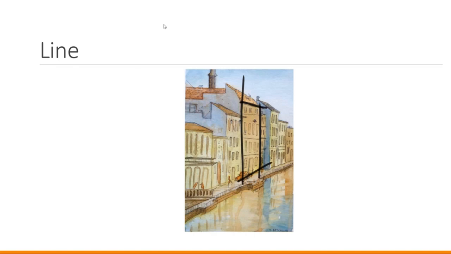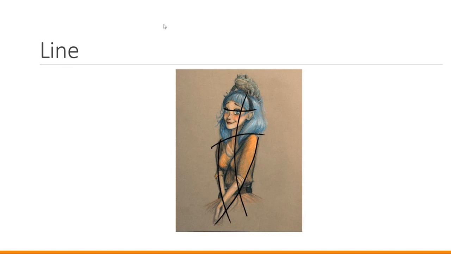So you'll see here in this example, lines make up the perspective of this building. It's all about the direction of the line that creates the perspective. Here's another example of use of line. So right here, you'll see these lines are creating the motion of this girl. Now, let's say we were drawing this girl. Before we drew her, probably what we would do is sketch out the lines of her motion.